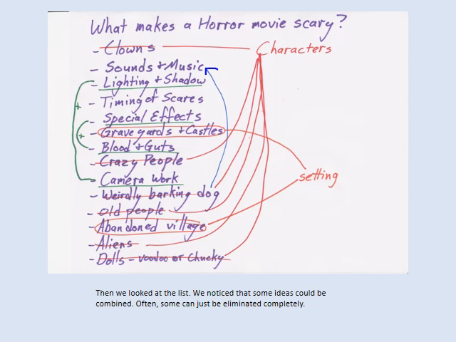Lighting and shadow, camera work really combines with that. A lot of what makes it scary in regards to cinematography is how the camera is positioned, and the lighting and use of shadow all tie together. Special effects, well, the blood and guts are really an aspect of the special effects. The timing of the scares is another thing that helps make it scary, especially with the jump scares. Graveyards and castles, abandoned villages, the scary places. So the setting is also important.